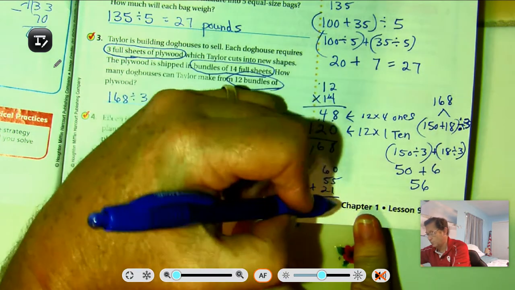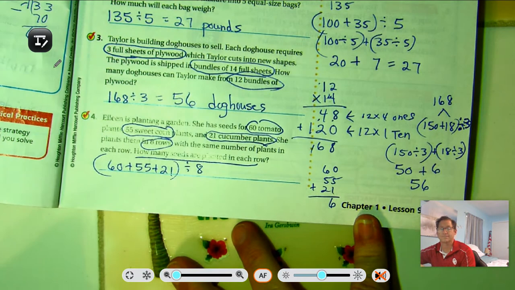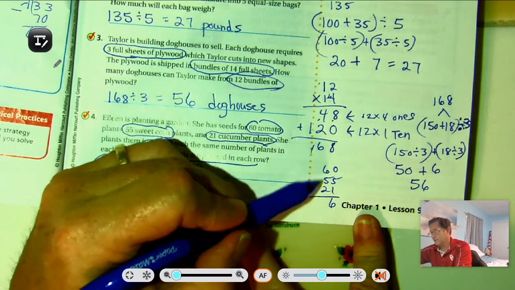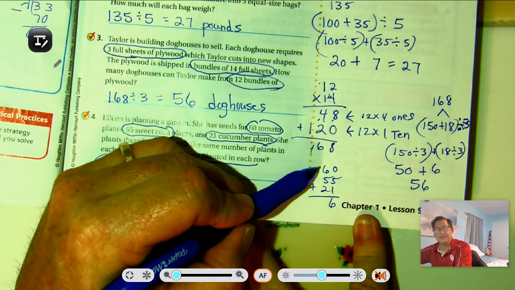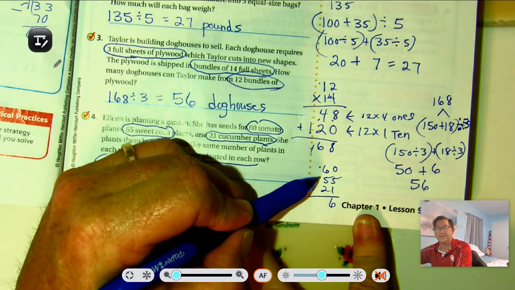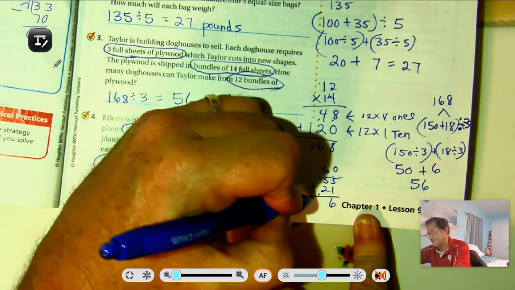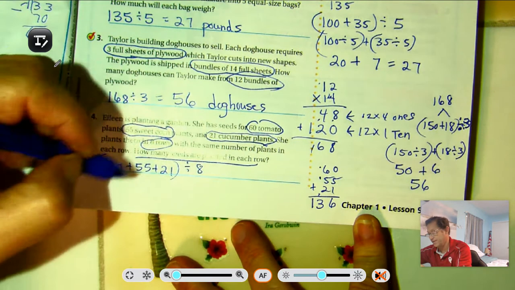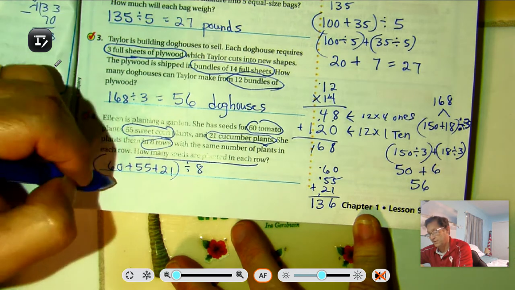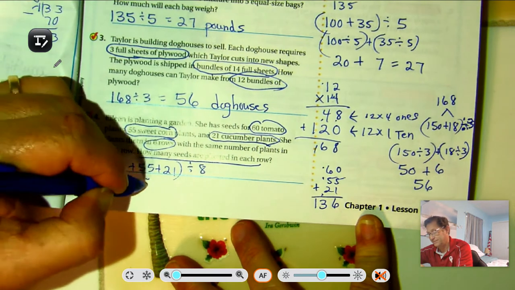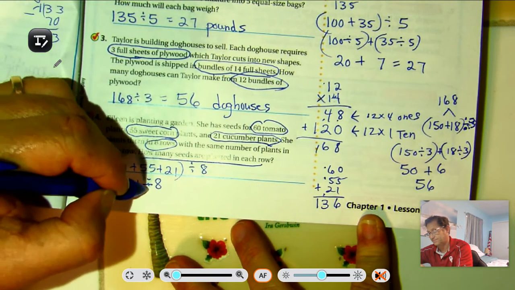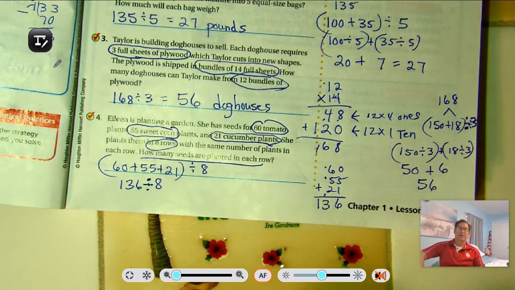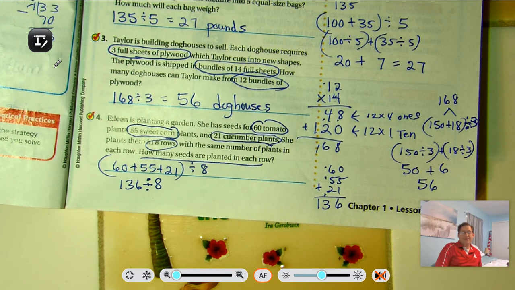Well, 5 ones plus 1 one is 6 ones. 6 tens plus 5 tens is 11 tens, plus 2 more is 13 tens, or 130, plus the 6 ones, 136. Divide by 8. So what can we break 136 into to make 2 smaller problems, 2 easier division problems?